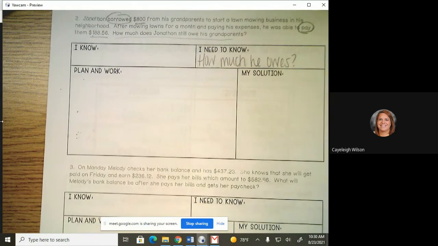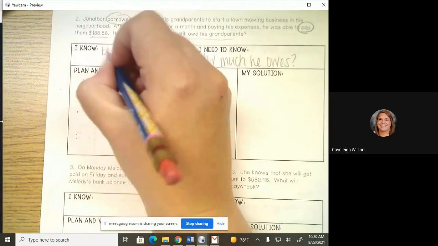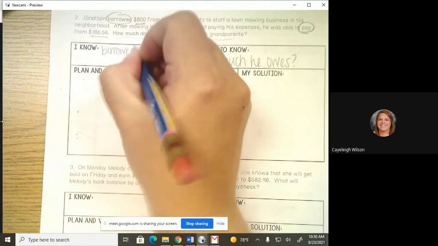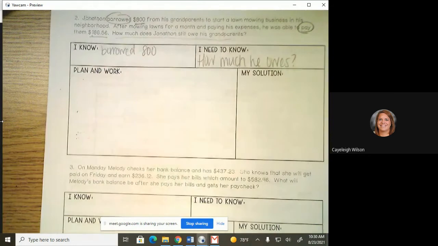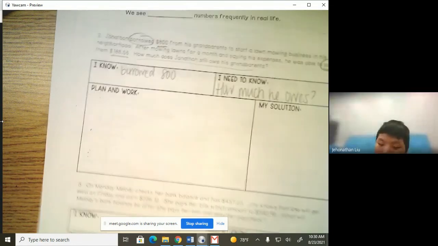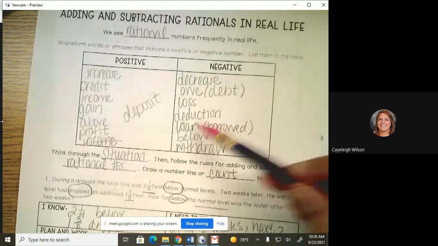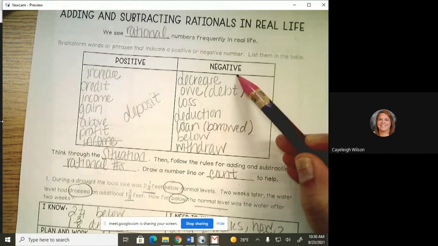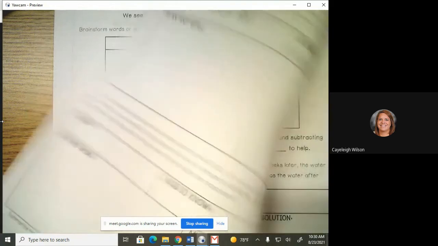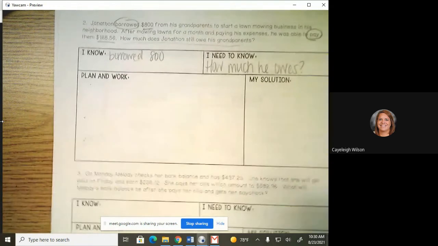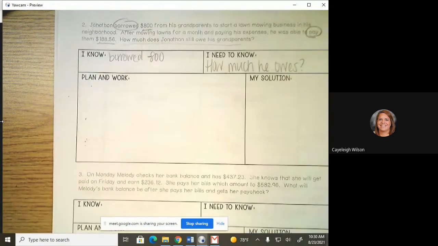I do know that he borrowed $800. So what kind of number do we think the word borrowed means? We said that on the front. Would that be a positive or a negative number? Positive. Well, let's look back. We put right here, loan, borrowed was a negative number. So when you borrow money from somebody, you actually owe them that money. So this is going to be a negative 800 because we borrowed it from them.